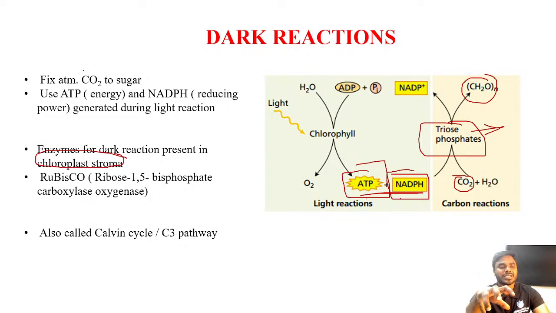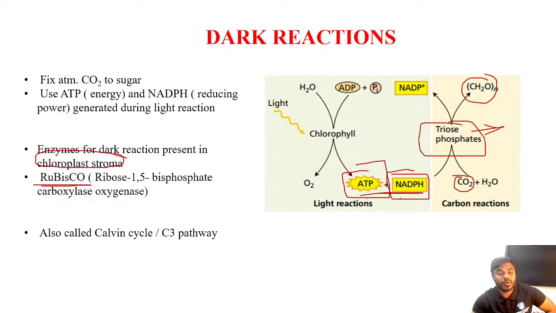in the chloroplast stroma. Why, you can ask me, sir, why do the dark reactions take place only in the stroma? The reason behind that, my friends, pay utmost attention: every single enzyme required for the dark reaction is present in the stroma only. So that's the major reason you all have to understand that dark reactions take place in the stroma only.